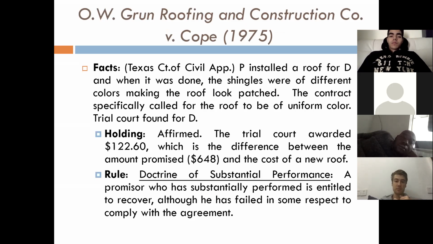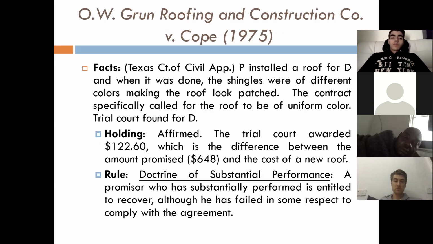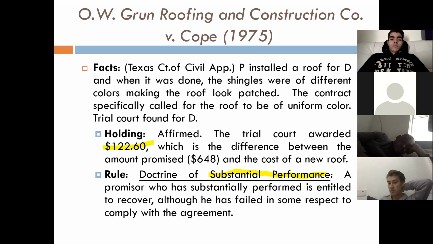So okay, good, pay for it. Now, what you can withhold is however much it will cost for you to hire someone to make it all black, right? That was the contract, it'll all be black. I put on some gray or yellow or whatever. Hey, the roof does work. I did some work. And according to the doctrine of substantial performance, you do have to pay me something. In this case, the trial court awarded just a little bit of money, right? Because this was the difference between the amount promised and the cost of a new roof. So, the person did work, they do get paid, but they'll only get paid a little because it is going to cost a lot of money to go back up there and change the color.